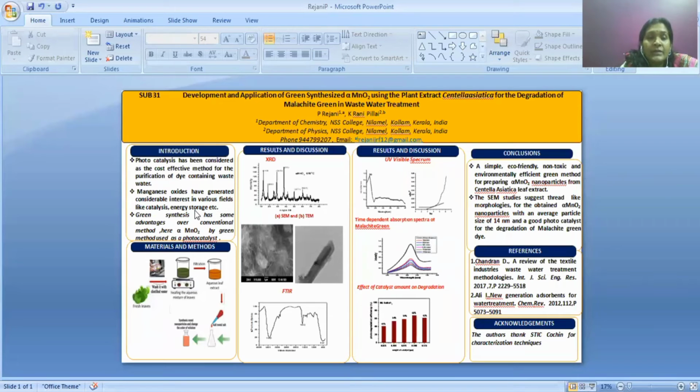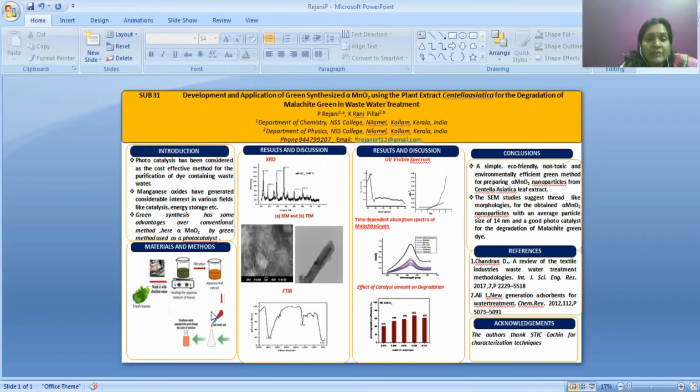Many nanomaterials are used for this purpose, especially metal oxides. Here I take manganese oxide as the nanomaterial for the degradation in wastewater treatment. The important point is that the manganese oxide is synthesized by a green synthesis method, which has some advantages over conventional methods. In the green synthesis method, we use the plant extract for the synthesis of manganese oxide.